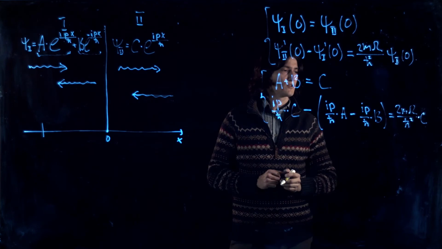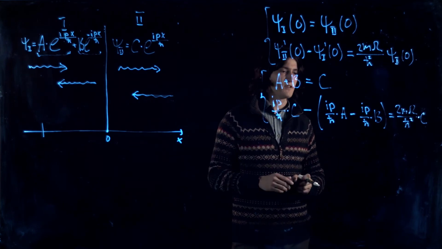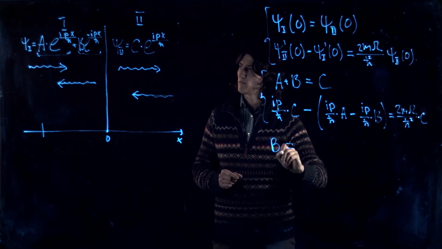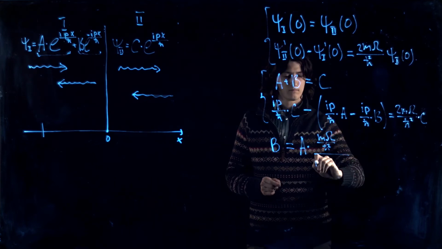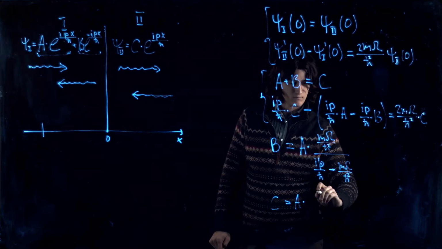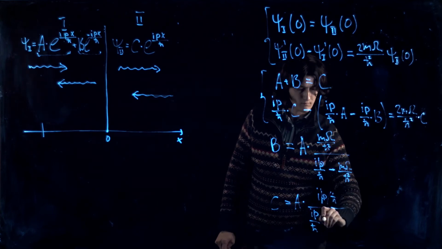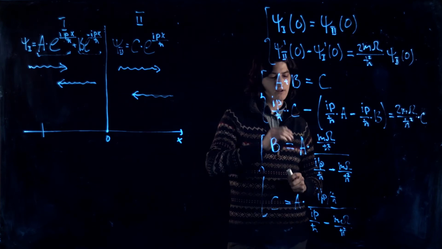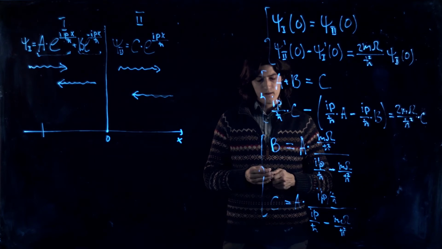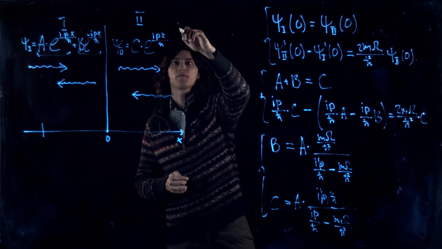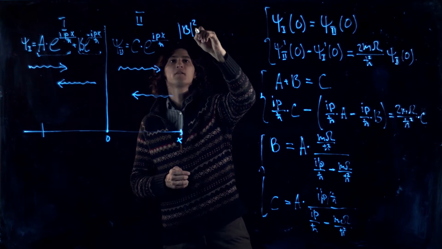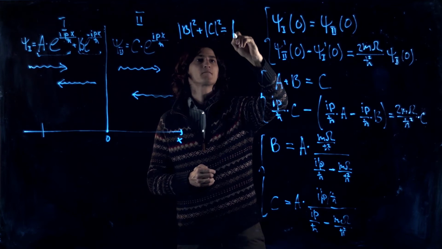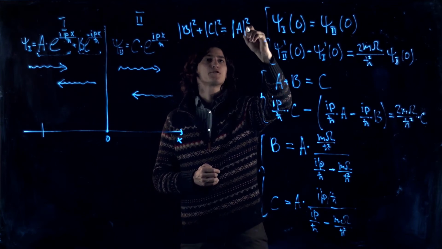So that is the joining condition. We can easily solve this system of equations and get the solution of the joining equations. You can easily check that the sum of the squared moduli of coefficients B and C is equal to the squared modulus of coefficient A.